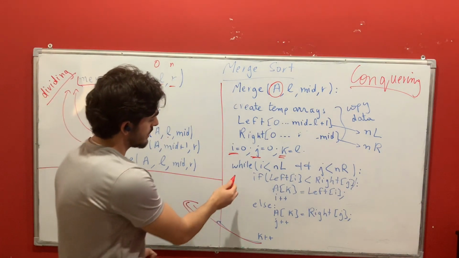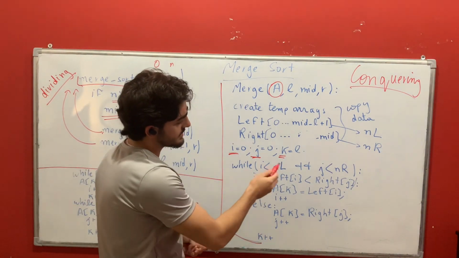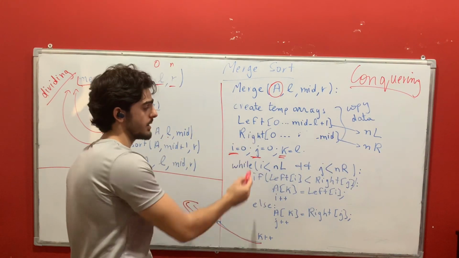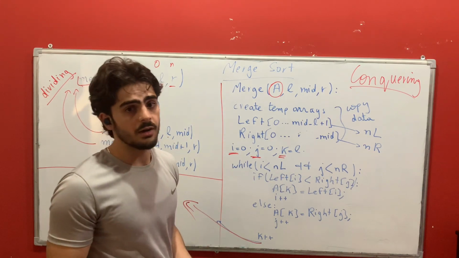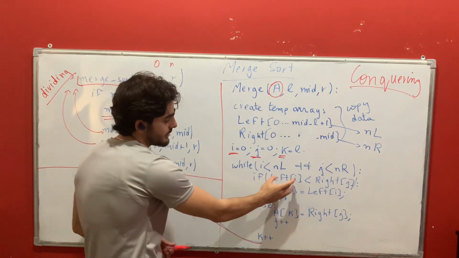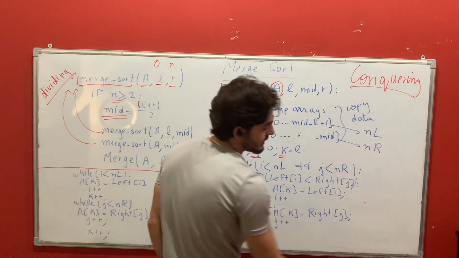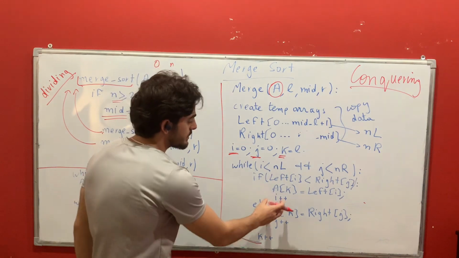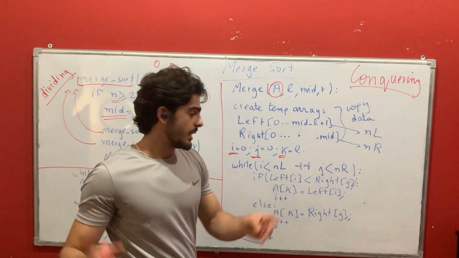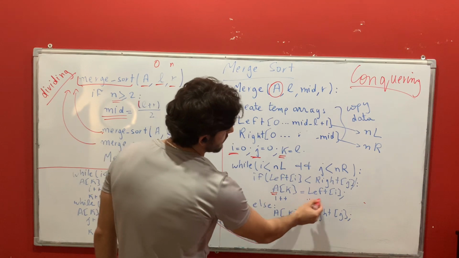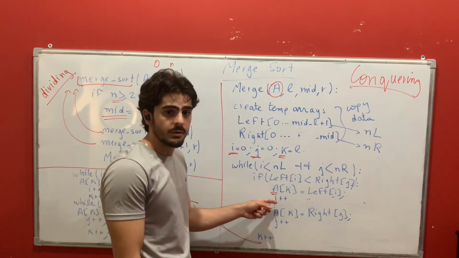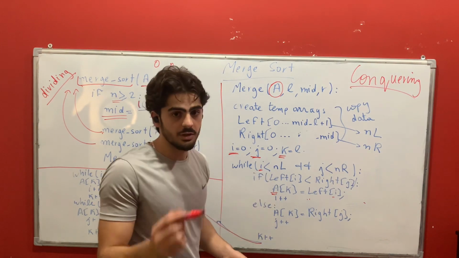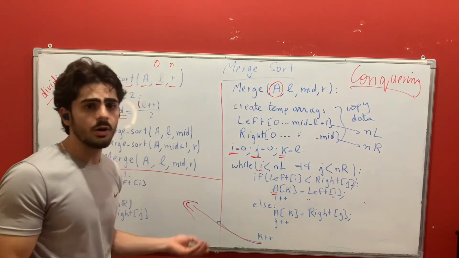So now, while i is less than nl and j is less than nr, where nl and nr are the lengths of the left array and the right array, to ensure that there's no array out of bounds, if left of index i, meaning the element in the left subarray, is smaller than the element in the right subarray, we should place it in the main big array. A of k is equal to left of i. We increment the pointer by 1 because we have finished with one element and we don't need to recheck it again. Else, the opposite occurs.